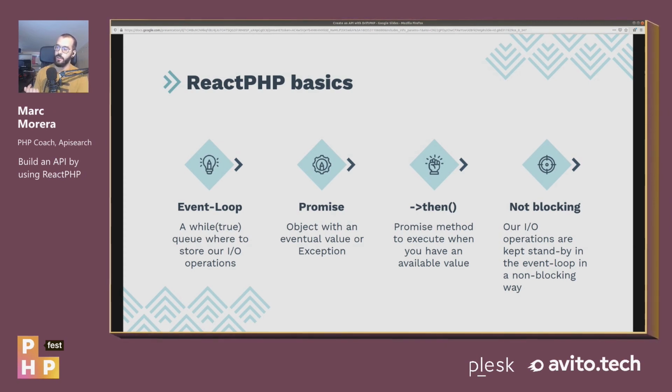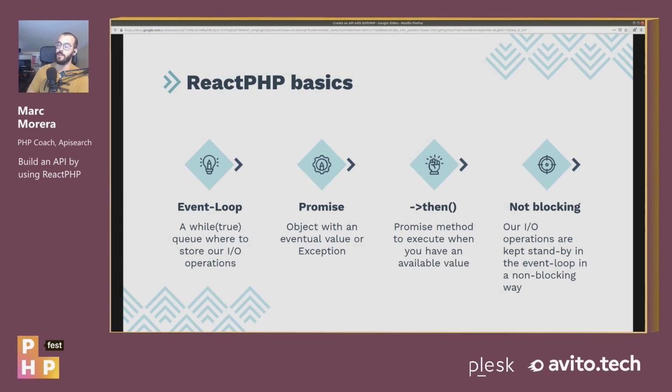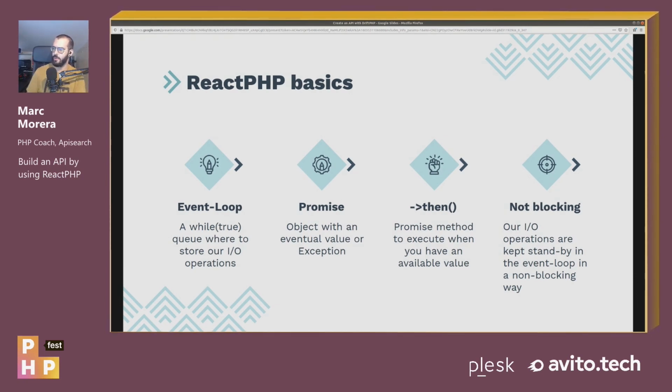After that, there is an object called a promise, and it's nothing more than a wrapper of a value that eventually is going to be there. It doesn't have to be there, but eventually it's going to be there. On that promise, there is a method called then, where you can define an anonymous function that is going to be executed as soon as the value inside the promise is set.